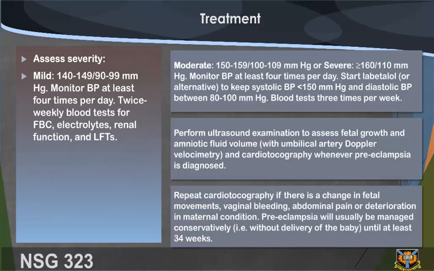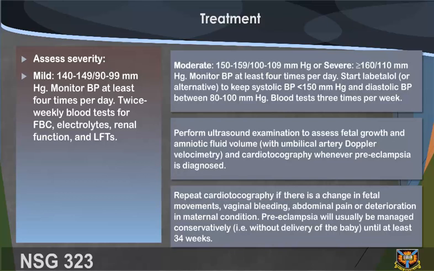Twice weekly blood test for FBC, electrolytes, renal function, and LFTs. Moderate, 150 to 159/100 to 109 mmHg, or severe, greater than 160/110 mmHg. Monitor BP at least 4 times per day. Start labetalol or alternative to keep systolic BP less than 150 mmHg and diastolic BP between 80 to 100 mmHg.